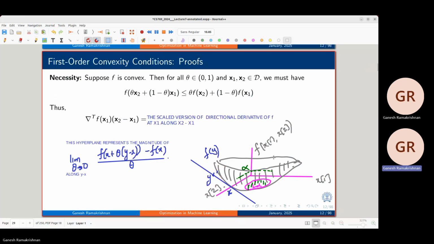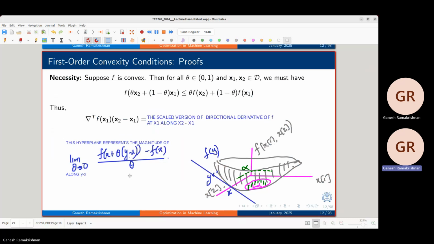f of x2 minus f of x2 comma x1. So these are coordinates x1 and x2, whereas we are talking about 2 points x1 and x2, right? Let's say x1 here and x2 here. So what is this hyperplane? What is it representing? It is the magnitude of f of x plus theta y minus x minus f of x divided by theta. Okay, so this is another interesting manipulation.